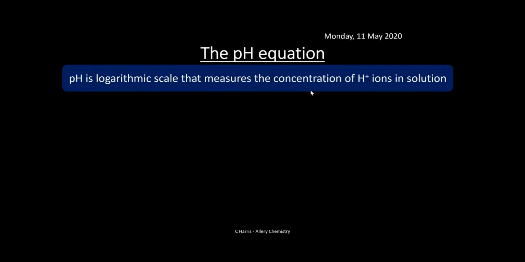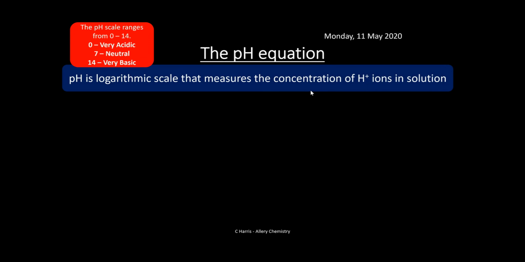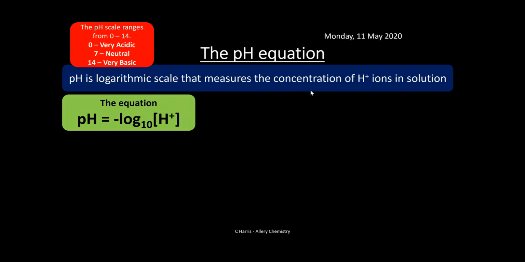Okay, so let's look at the pH equation, and we're going to start looking at some calculations now. The pH is a logarithmic scale that measures the concentration of H+ ions in solution. Remember, the pH scale goes from 0 to 14, 0 being a very acidic substance, 14 being very basic, and 7 being neutral, which is in the middle. We're going to come on to how we link that in with these equations.